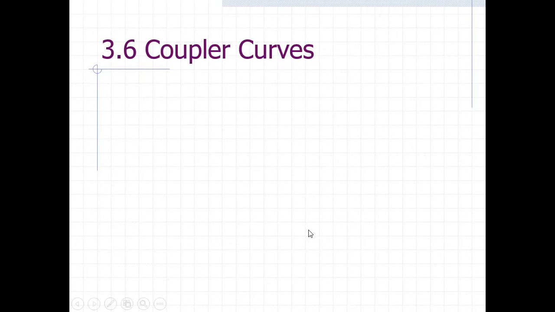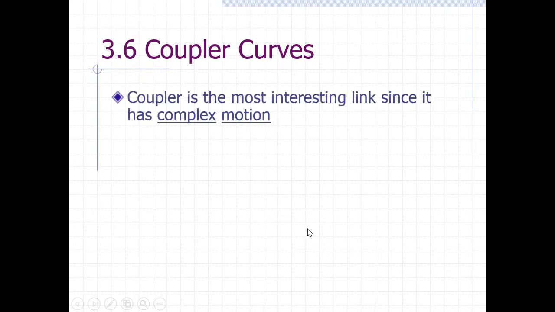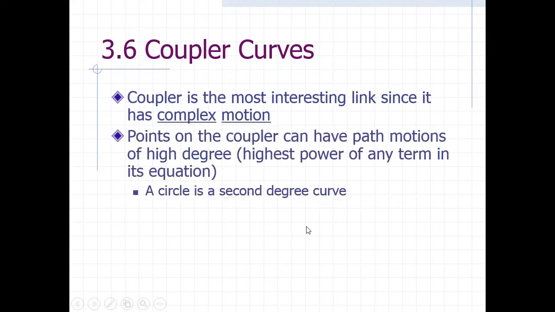Coupler curves. The coupler is the most interesting link since it has complex motion. Points on the coupler can have path motions of high degree. By degree, we mean the highest power of any term in the equation. For example, a circle is a second-degree curve.